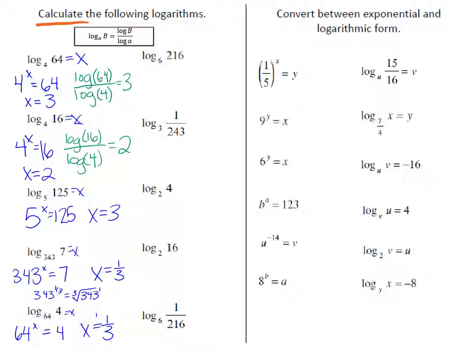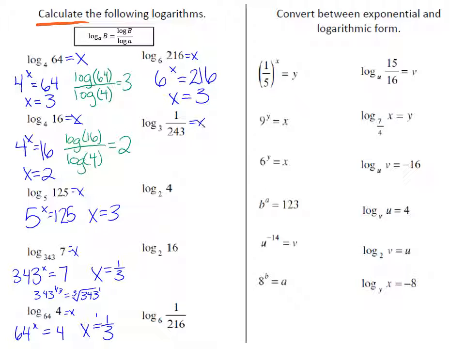All right, let's take a look at this column. The base becomes the base. The answer becomes the exponent. What's remaining becomes my answer. So 6 to the what gets me to 216? In this case, x equals 3 again.